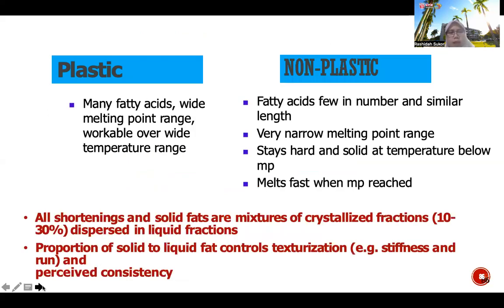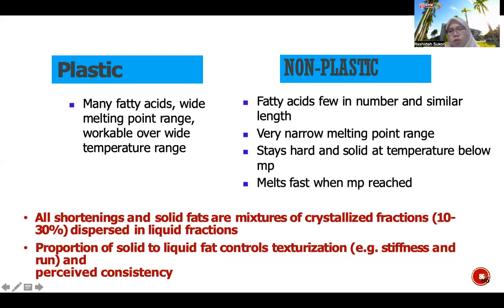So for plastic fat, it has many fatty acids and a wide melting point range, and you can work with it. Dia ada wide range of plastic tu, meaning that temperature range dia is quite wide lah. Kita panggil plastic range tu. You can work between this wide range of temperature, which is good as a food producer. Kita nak, we want that at a wider temperature range, you can actually have the plasticity.